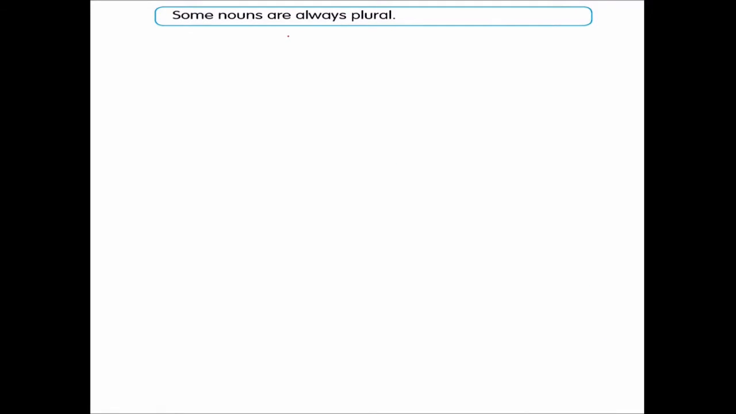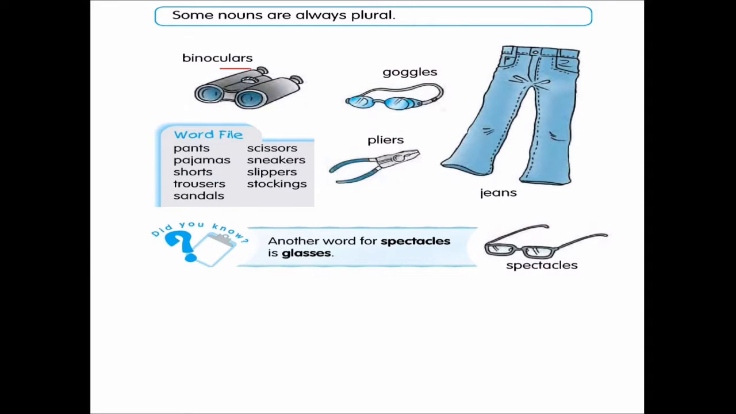Some nouns are always plural. How? Binoculars, there is no binocular. Goggles, because they come in a pair, so goggles. Pliers, they have two teeth, so pliers. Jeans, you can say two parts. Spectacles, pants, pajamas, shorts, trousers, candles, sandals, scissors, sneakers, slippers, stockings.